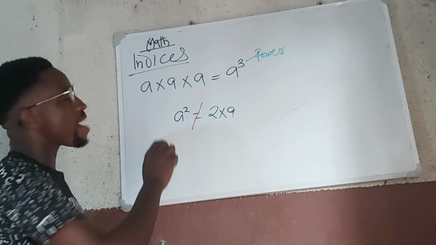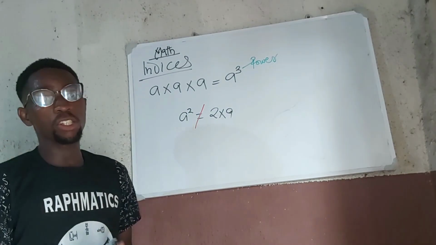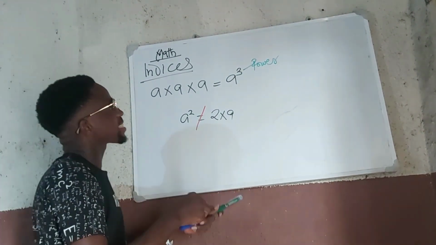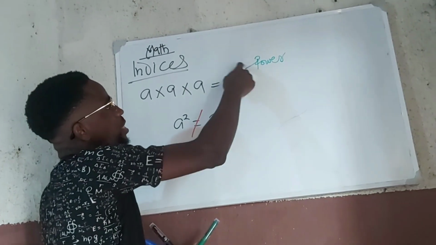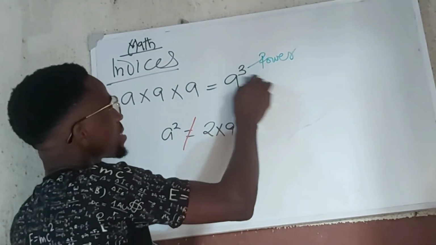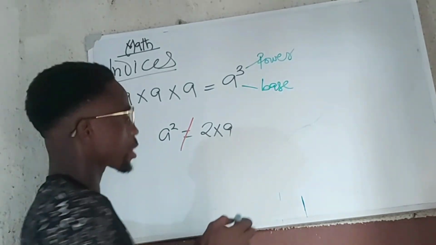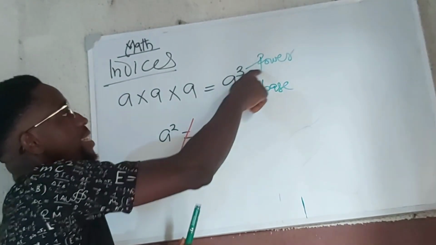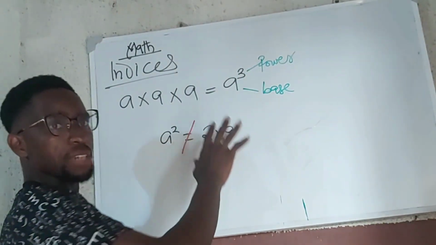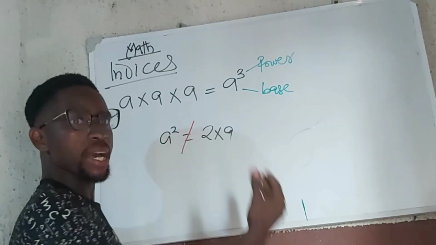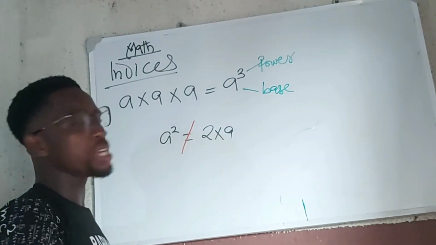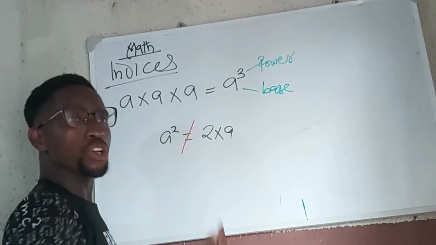So what we now have is what we call the laws of indices. But before that, I want to also emphasize that as I have this expression A to power 3, this A here is called the base of the expression, while this 3 is the power or the index, right? So we keep note of that, so that once we make reference to the base, you know what we mean, and once we make reference to the power, you know what we mean.